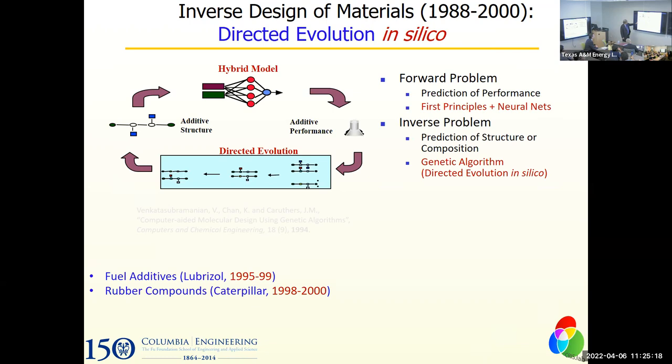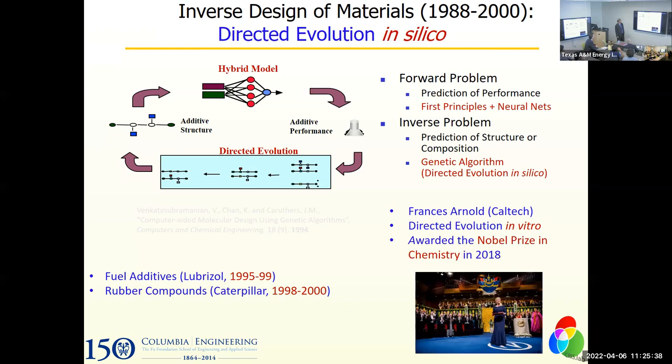Now, this idea of directed evolution turns out to be very important because Francis Arnold at Caltech independently developed this same technique, but in vitro. She was designing enzymes when we were designing polymers and fuel additives and rubber compounds. And it turns out it's an important idea, not because I say so, the Nobel Committee said so. She was awarded the Nobel Prize for the directed evolution work in chemistry.